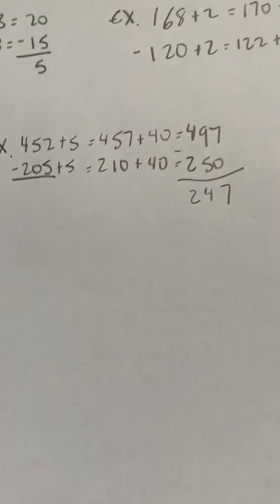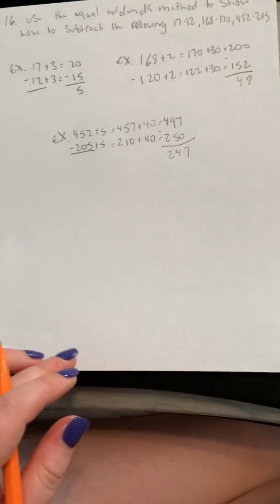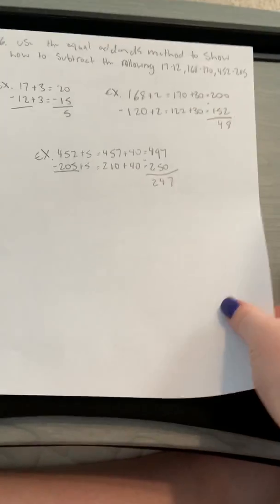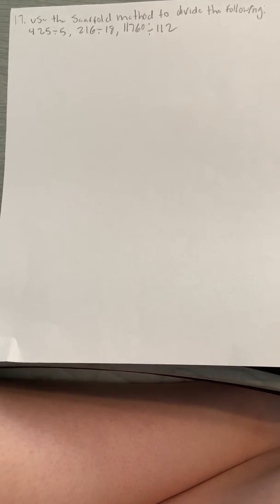These were a little bit more difficult to do, but that is number 16. And lastly, let's do number 17. All right, so number 17 was use the scaffold method to divide the following: 425 divided by 5, 216 divided by 18, and a really big one, 11,760 divided by 112. And we'll see how we do with it.